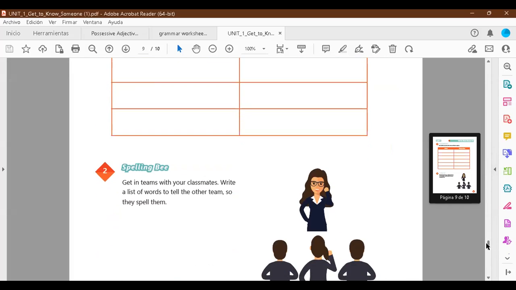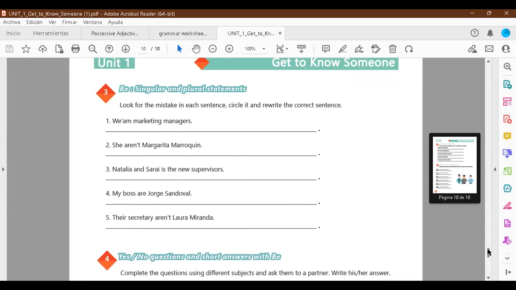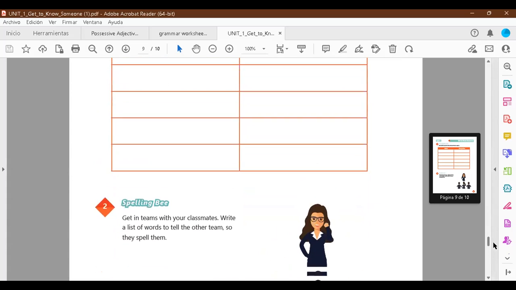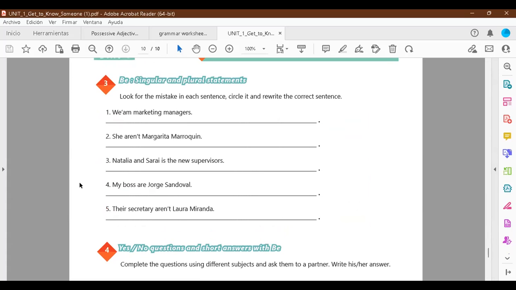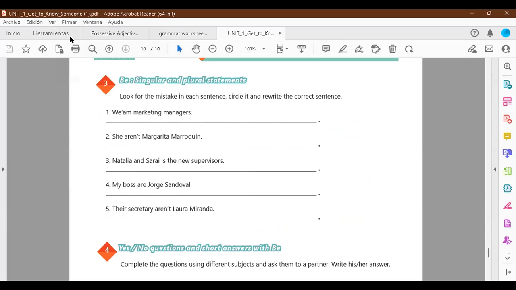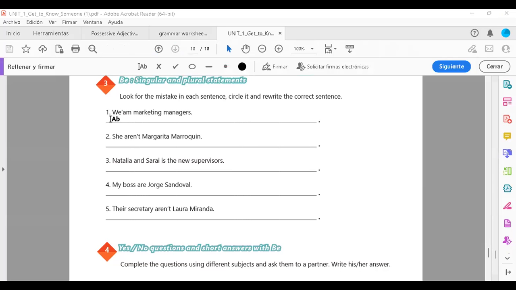By the way, who finished exercise? Okay. This one, 18 and 17. Okay, look for the mistake in each sentence. Circle it and rewrite the correct sentence. We are marketing managers. So which is the correct form? ¿Cuál sería la forma correcta, chicos? We are. Okay, we are marketing managers. Marketing managers. Okay.